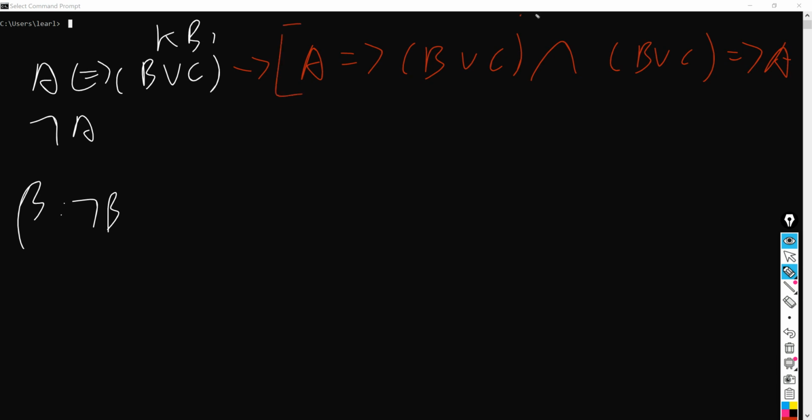Oh, and one more thing, just about syntax. Here we have to have the bracket, since you remember the and sign's precedence is actually higher than the if-then sign. If we don't have the bracket here, it would just be first B or C, then and B or C. So that absolutely makes no sense.